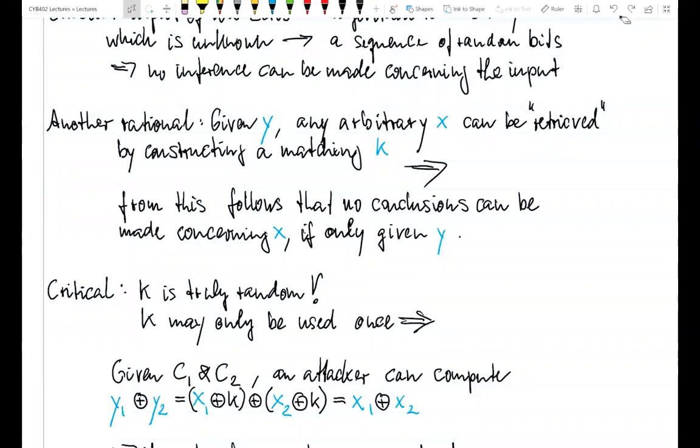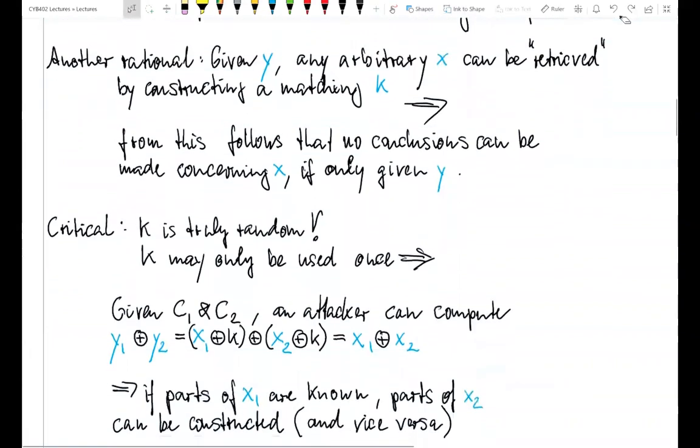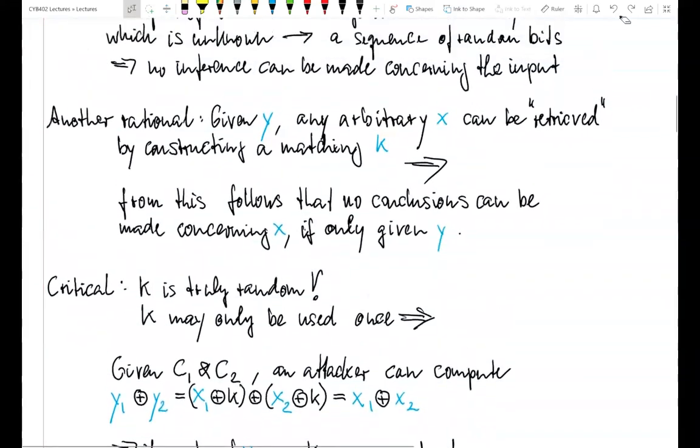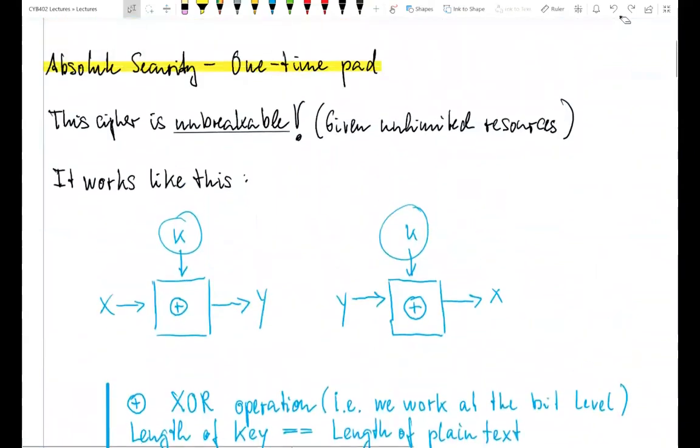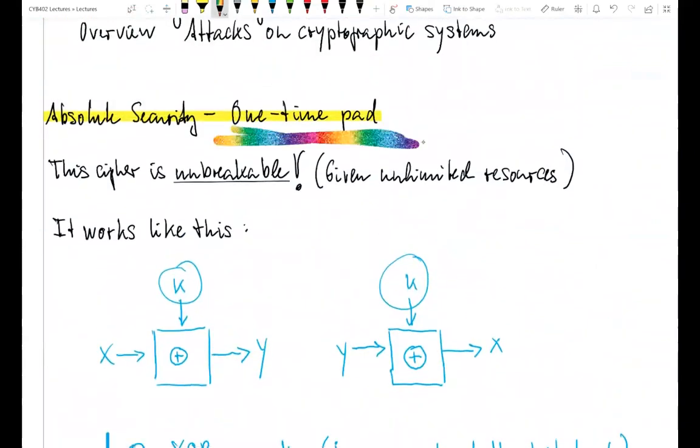So two things are critical here. First off, the key, and I don't mention that again, the key needs to be as long as the plain text. And the other thing is that the key needs to be truly random. And from an operational perspective, you can use the key only once. This condition is the reason why this cipher is called the one-time pad, okay? You can only use the key once.